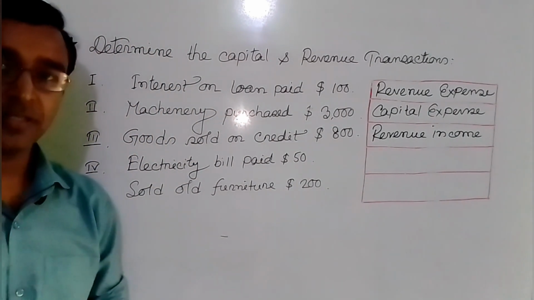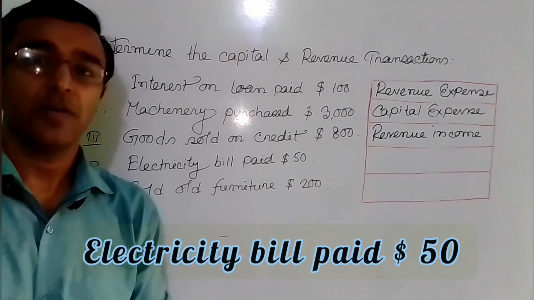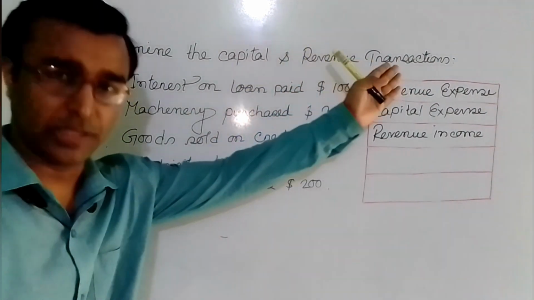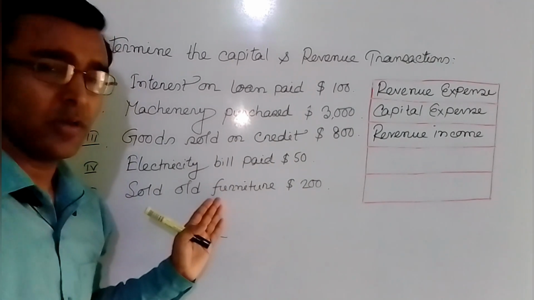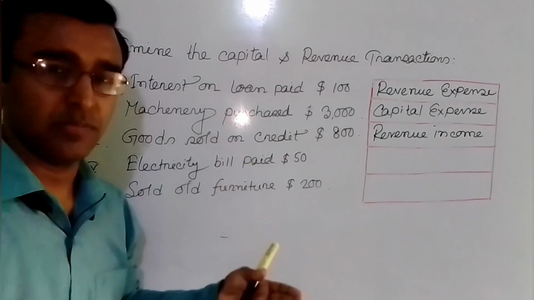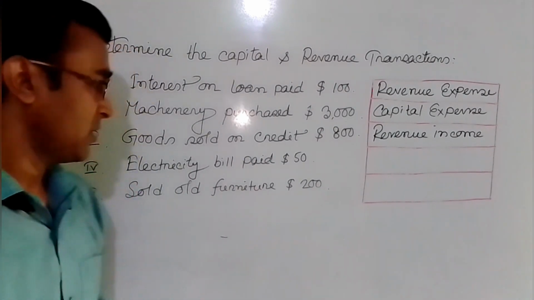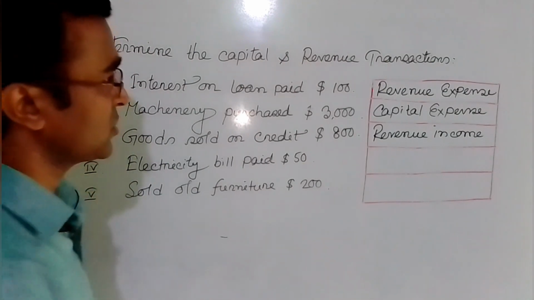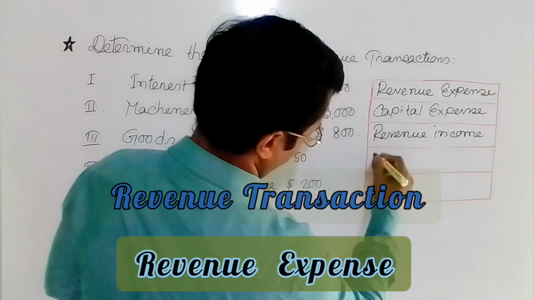Next one, electricity bill paid $50. We know electricity bill is one kind of revenue transaction because it's regular, a small amount of money and occurs more and more times in a year, and the electricity bill has to be paid on a monthly basis. That's why it goes to revenue transaction as well as revenue expenditure.